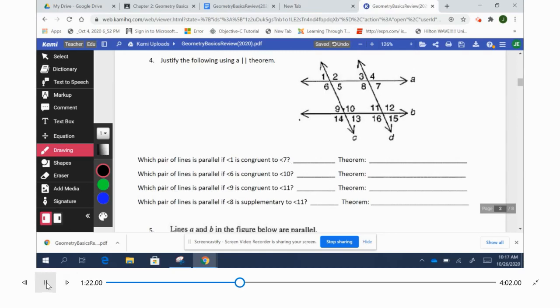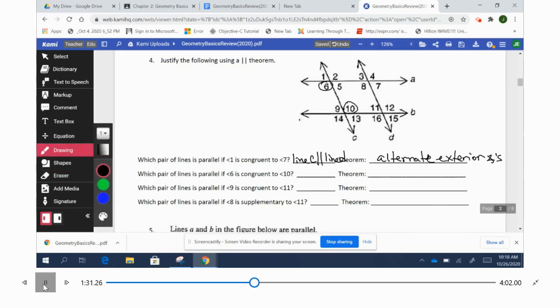So here goes. Okay, because 1 and 7 are alternate exterior angles for lines C and D cut by transversal A. So if those are congruent, then C and D are parallel by alternate exterior angles are congruent.